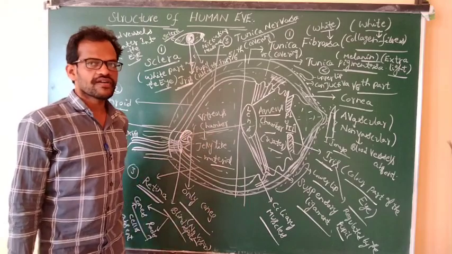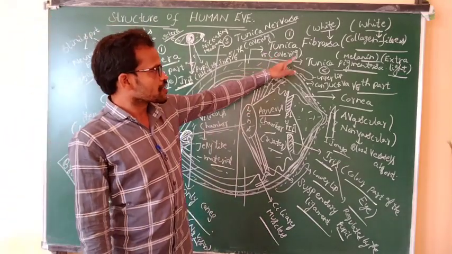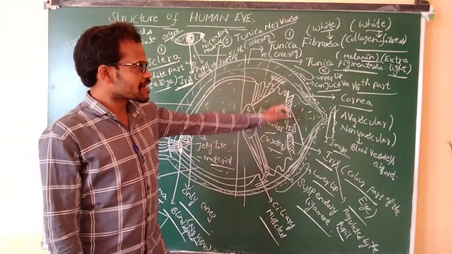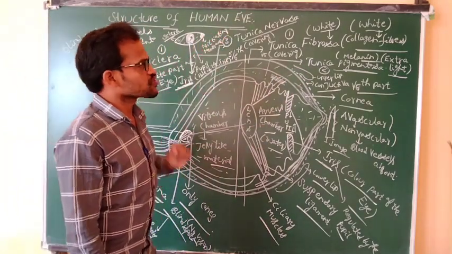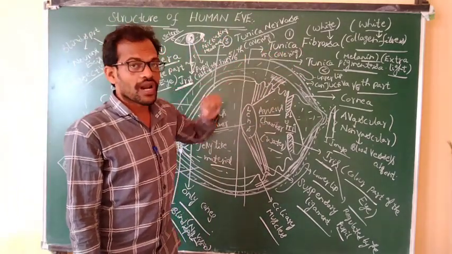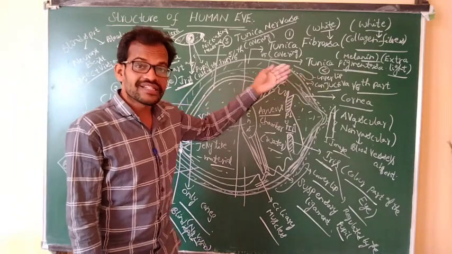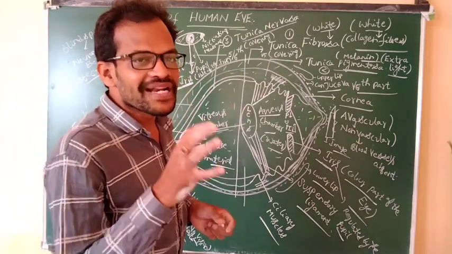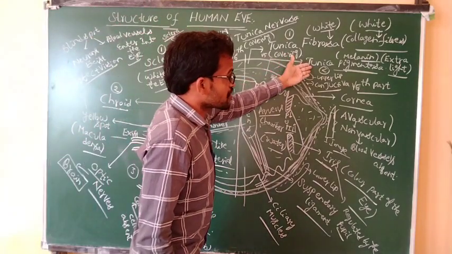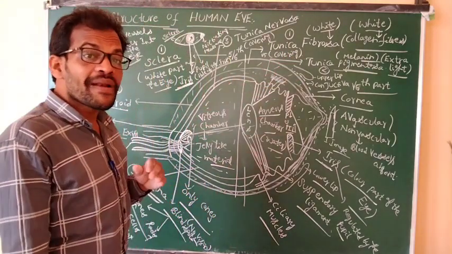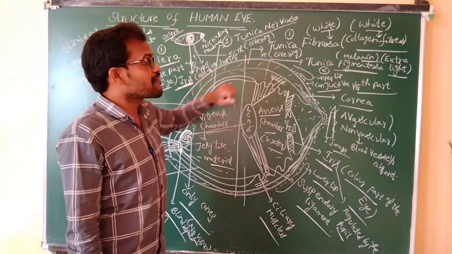The eye consists of three important parts. The first part, tunica fibrosa. The second part, tunica pigmentosa. The third important part, tunica nervosa. Tunica fibrosa means collagen fibers. Tunica pigmentosa consists of melanin pigment, which absorbs the extra light. Next, it consists of blood vessels. The first part, tunica fibrosa.